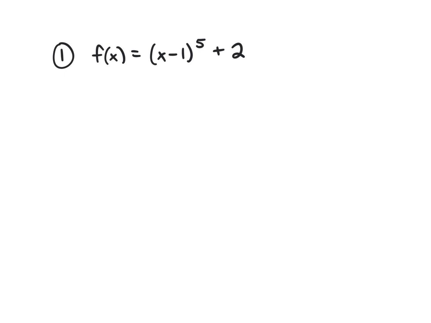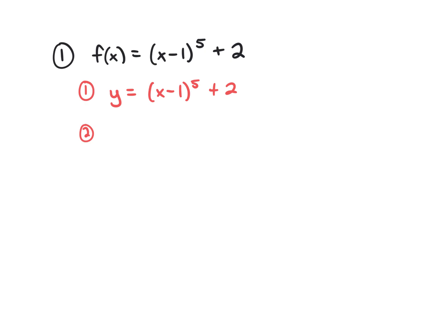I outlined the 3 steps for you to do that yesterday, right? Do you guys remember what step 1 was? Change the f of x to a y. So f of x becomes y equals x minus 1 to the 5th plus 2. All I did was I changed that f of x to a y. That's my step 1. What's step 2?